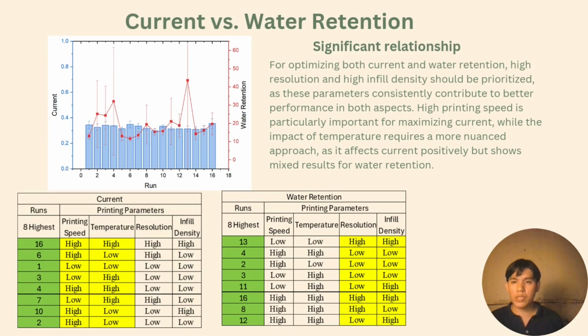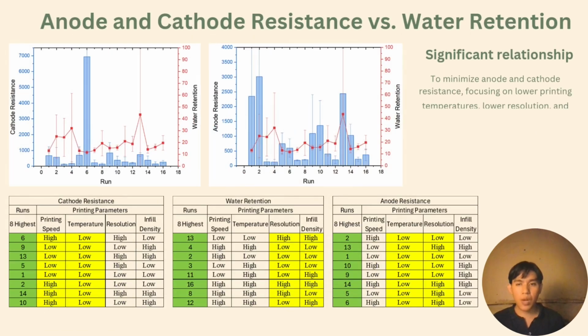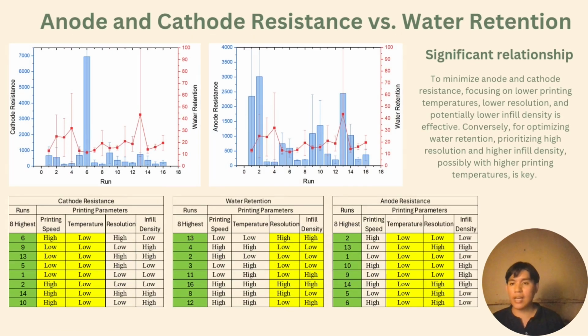So this bar graph shows consistent data for current, with run 16 producing the highest current and run 13 the highest water retention. High resolution is critical for enhancing both electrical and physical properties, while high infill density improves conductivity and moisture retention. Lastly, low printing temperature consistently increases anode and cathode resistance but has a variable effect on water retention. Low resolution is linked to higher resistance, while higher resolution improves water retention. Low infill density raises resistance, whereas high infill density enhances water retention. The effect of printing speed varies across the matrix, suggesting it plays a secondary role compared to the other parameters.